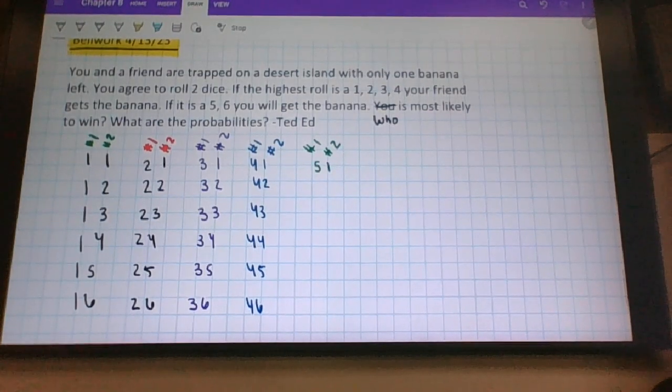So I roll a 5 and my partner gets a 1. I roll a 5 but they get a 2. I roll a 5 but they get a 3. I roll a 5 but they get a 4. I roll a 5 and they get a 5. I roll a 5 and they get a 6.